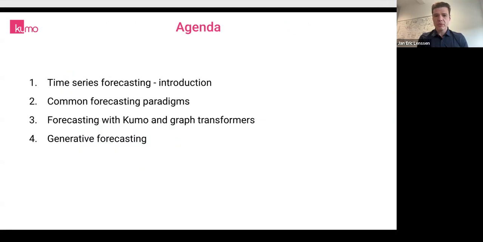So the talk will be structured as follows. First, we're going to introduce time series forecasting on a more high level. Then we're going to look at common forecasting principles. And then we move to how we do forecasting at Kumo with graph transformers. And last, we will have a short outlook into generative forecasting, which is, I think, a quite exciting venture for the future. So let's get started with the introduction to time series forecasting.